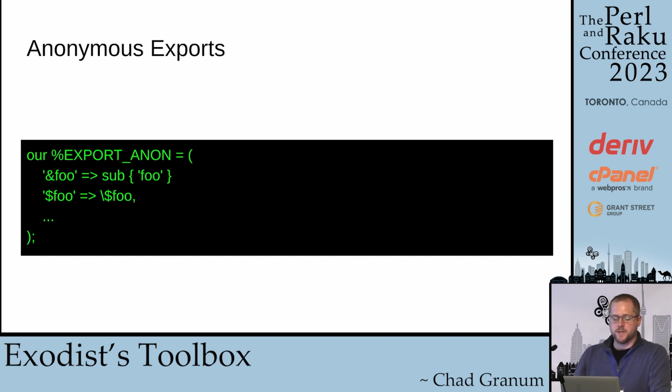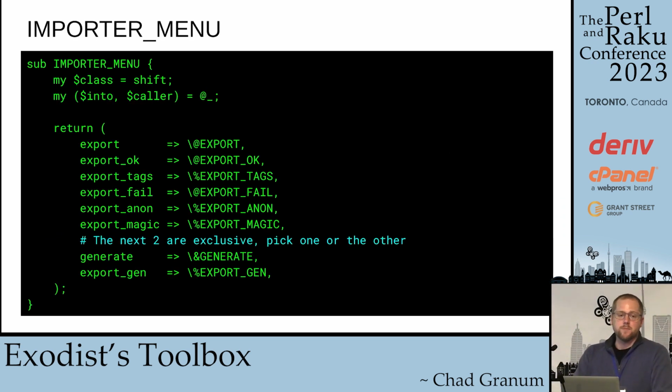Anonymous exports. These don't even need to be defined in your package. You can just generate them on the fly here. This way you don't have your namespace cluttered with the things you're exporting. Importer menu. If you are doing some really complicated things that you want exported, you can define this menu instead of the global variables. So here I put the global variables on the right to represent what they would be in other export tools. Once again, those last two are exclusive. You pick one or the other because they both fulfill the same role.